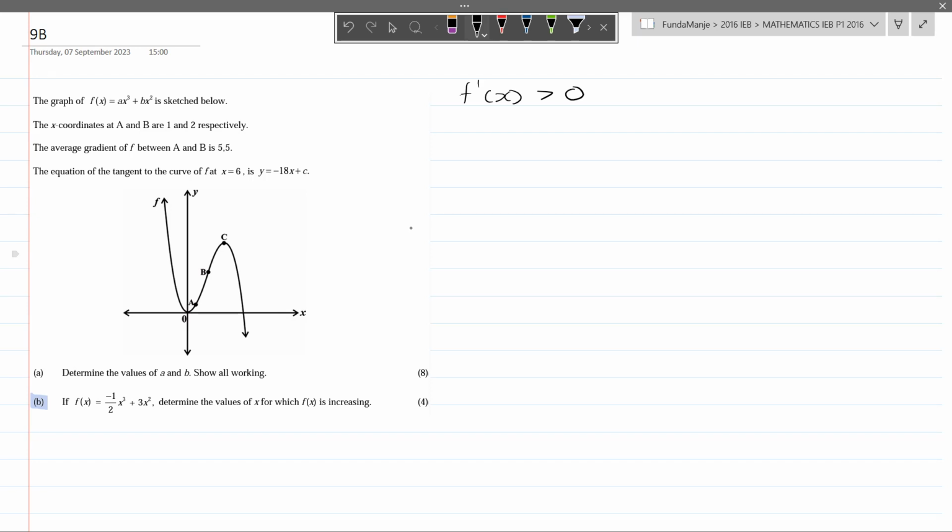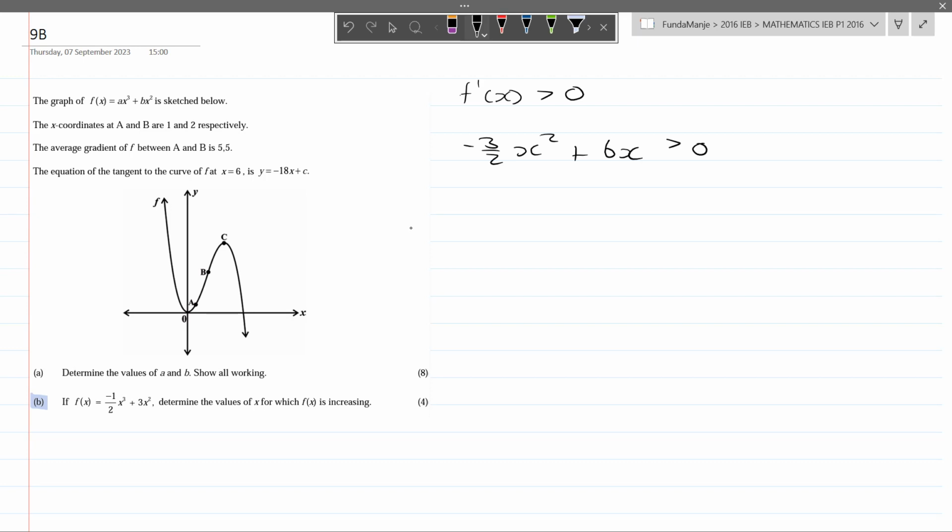This means that we need to find when the first derivative is positive. If we take the first derivative, it's going to be minus 3 over 2 x squared. Now for the second term, it's going to be plus 6x, and this has to be greater than 0. Actually we can just say greater than 0 because we want when it's increasing.